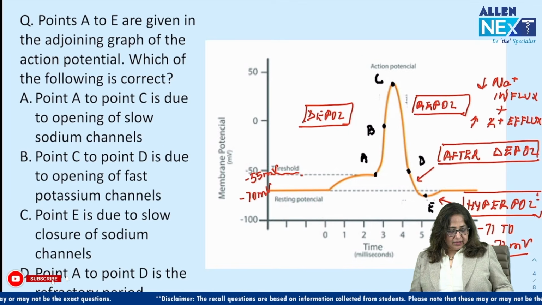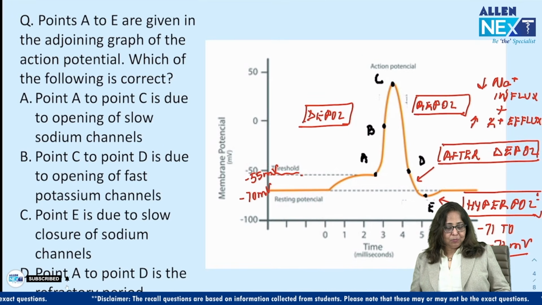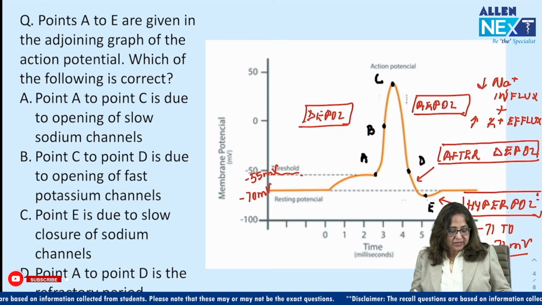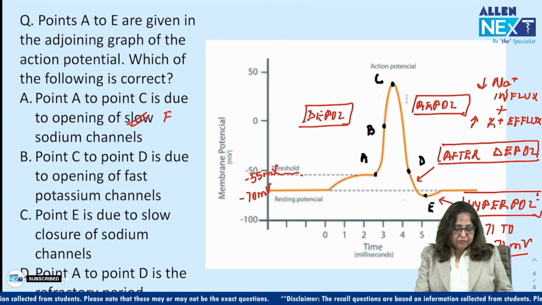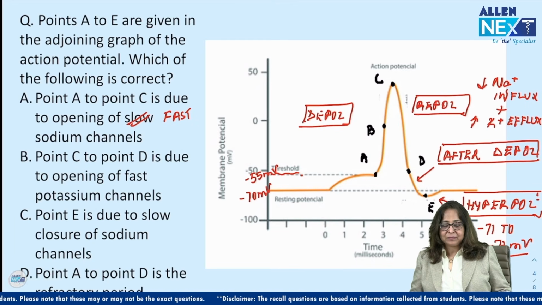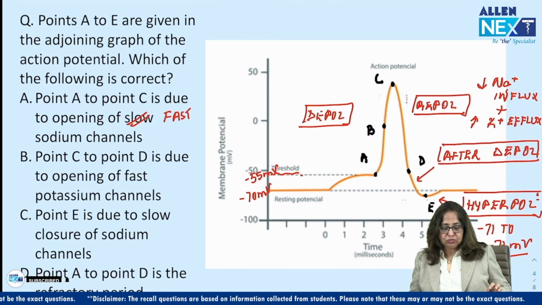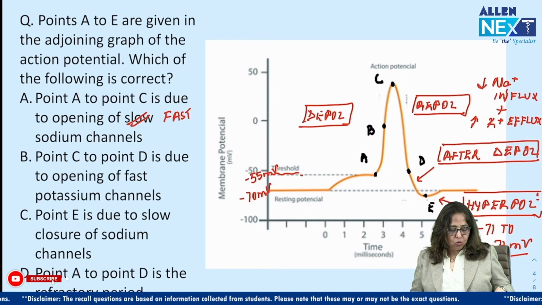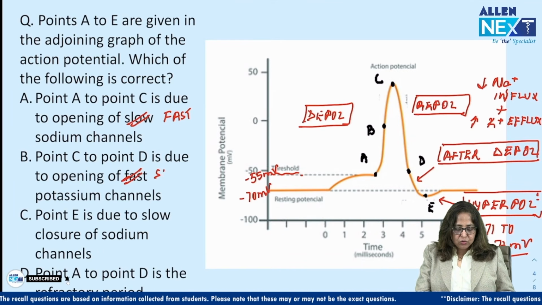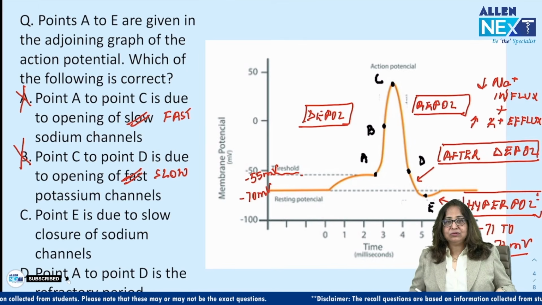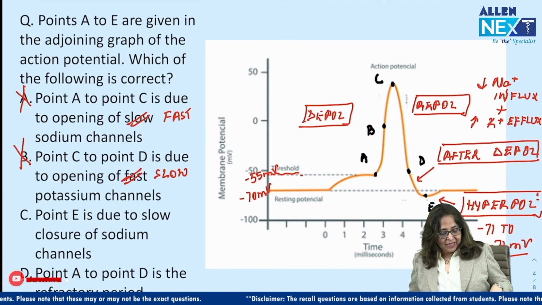Now, this option says point A to point C is due to opening of slow sodium channels. Point A to point C is the depolarization phase. This is due to opening of the fast sodium channels. Point C to point D is the repolarization phase, which is due to closure of sodium and opening of slow potassium channels. So this rules out options A and B.